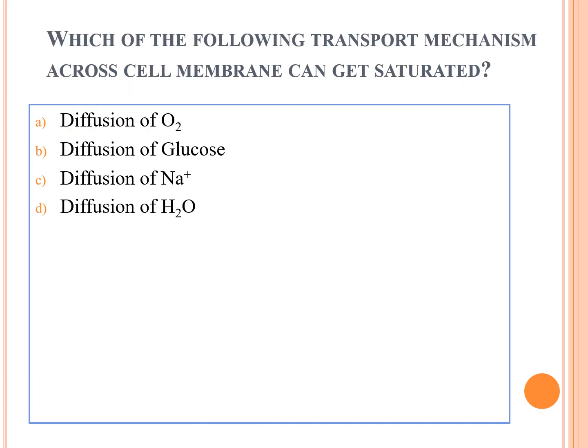Which of the following transport mechanisms across the cell membrane can get saturated? You know the saturation point is present only in the facilitated diffusion mechanism. Now you try to answer. Diffusion of oxygen, diffusion of glucose, diffusion of sodium, diffusion of water. Which can get saturated? Yes, it is obvious: diffusion of glucose. Here we can also give diffusion of amino acids, because they are also transported by facilitated diffusion. So diffusion of glucose reaches a saturation point. This is very important to understand.